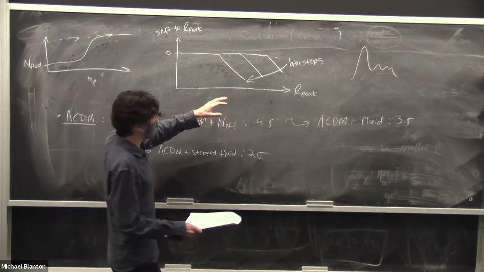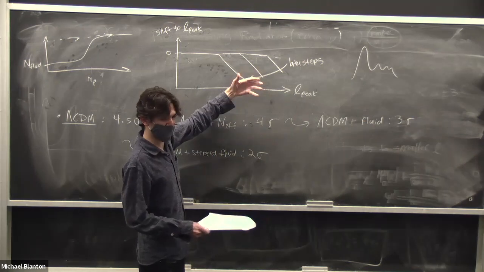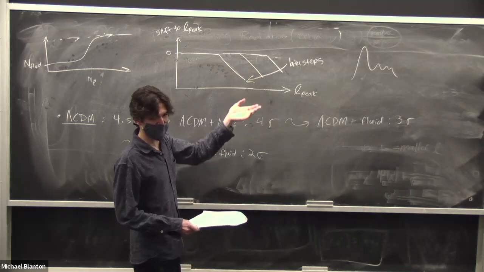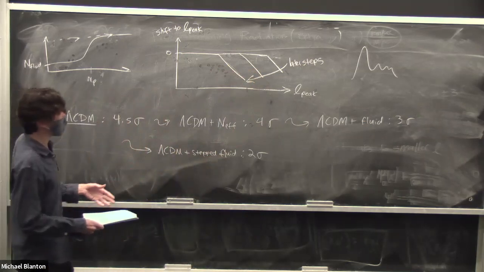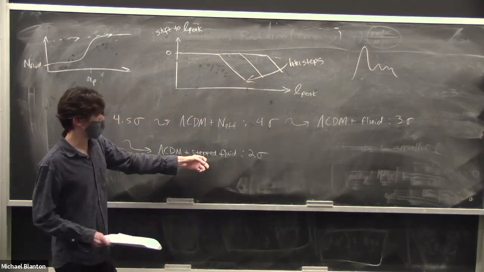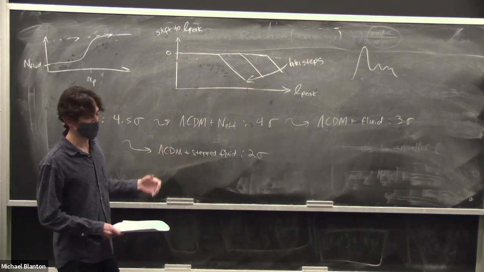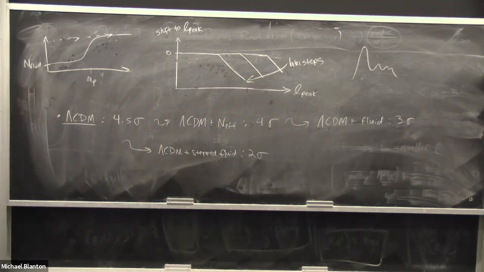And when you put a SH0ES value into your data set, these late time determinations of H-naught, of course the predicted value of H-naught increases, but this preference for some fluid being present is relatively unchanged. So I'll just end there and answer any questions.